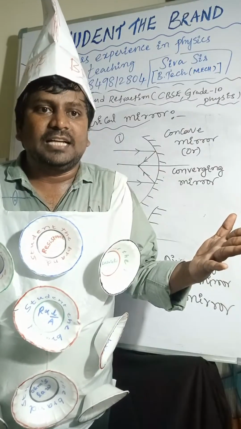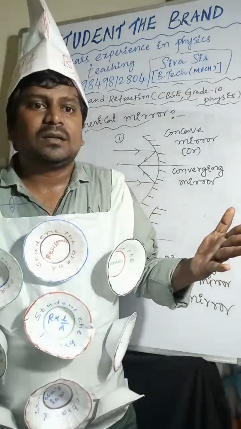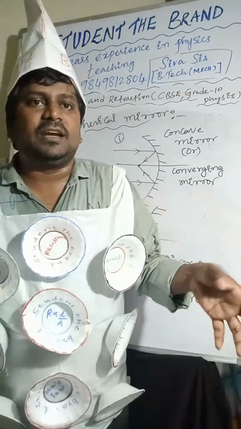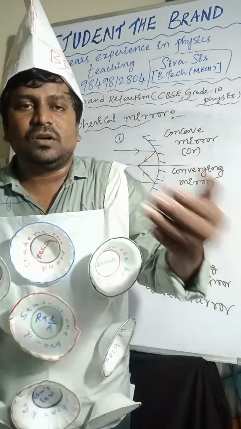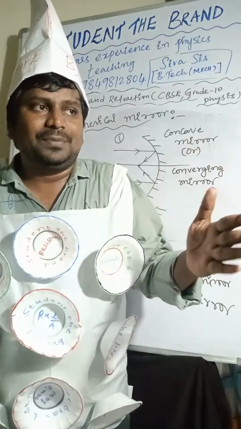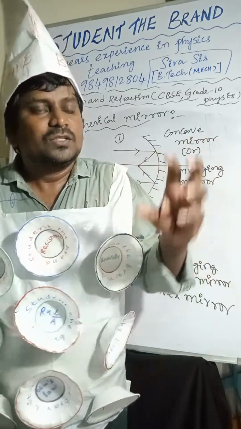Now we are going to the next topic. Rate of flow of charge. SI unit of current is ampere. SI unit of charge is coulomb. SI unit of time is second. 1 ampere equals 1 coulomb per 1 second. So that is one point.